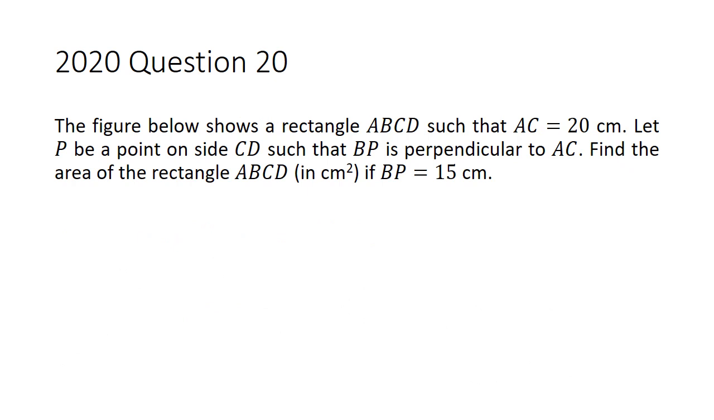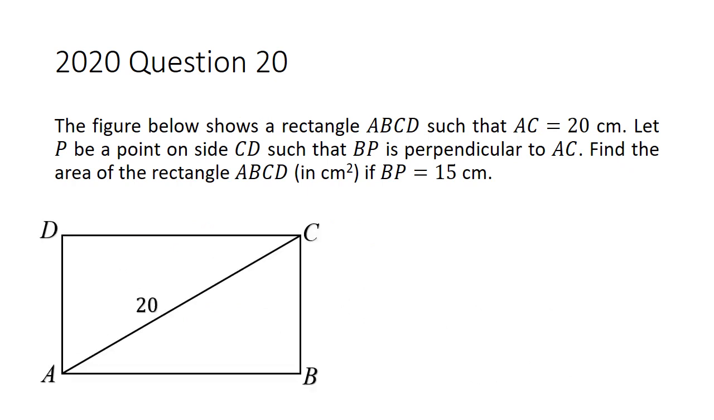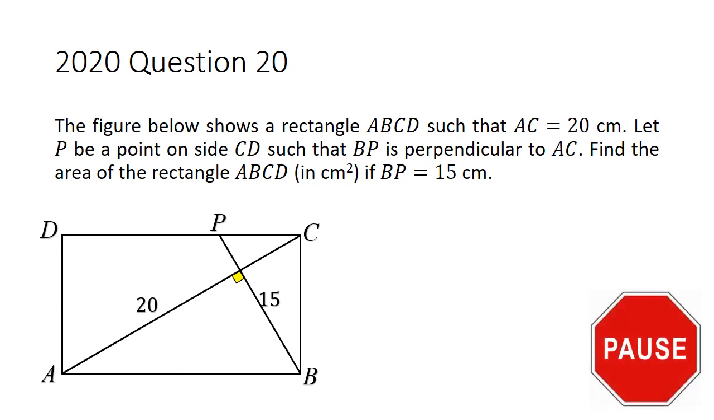Question 20. The figure below shows a rectangle ABCD such that AC equals 20 cm. Let P be a point on side CD such that BP is perpendicular to AC. Find the area of the rectangle ABCD if BP equals 15 cm. Pause the video here and give this question a good try.